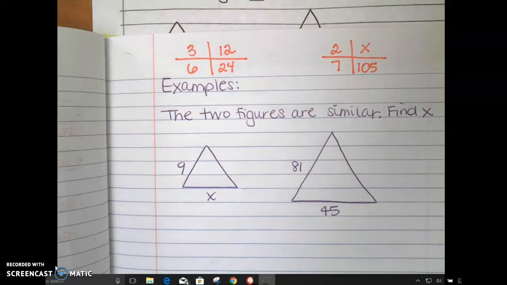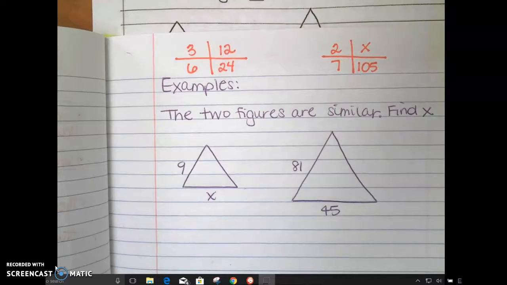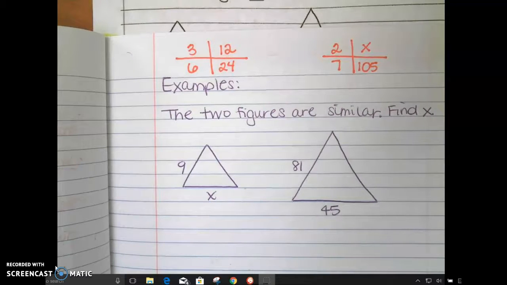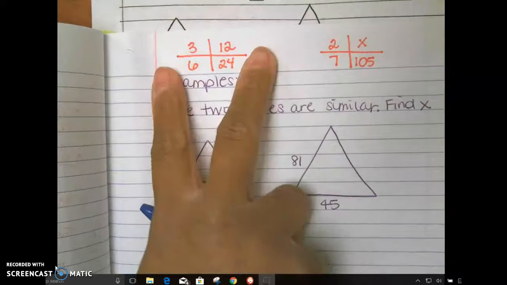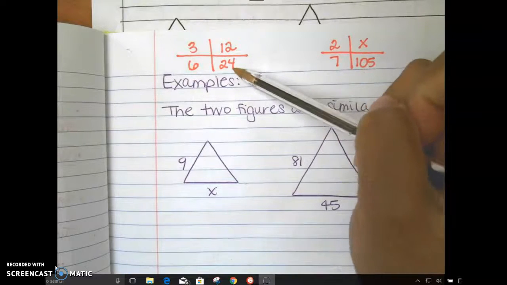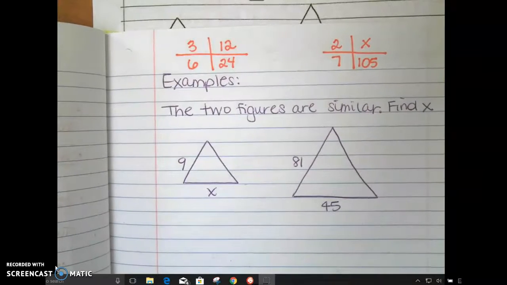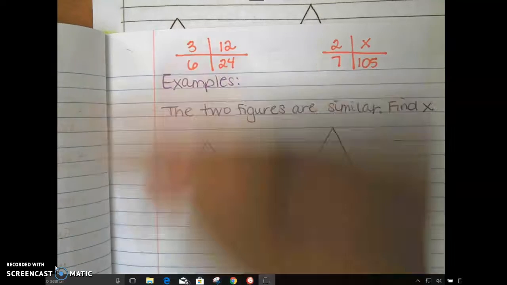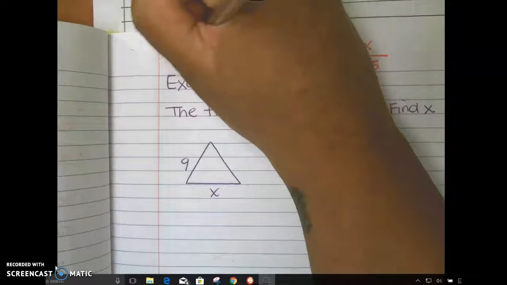Oh. Yes. Figure out what. Kinda. But I'm over here. Look at this one over here. 3, 6, and 12, 24. What do I have to do here? Multiply what? 3 times 24 and 6 times 12.